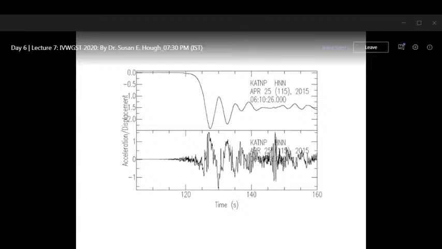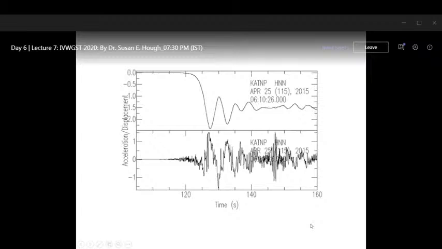And then there's more complexity here. If you integrate this to get to displacement, this is how the ground moves. So the Kathmandu Valley moved about 1.5 meters to the south as a consequence of this.